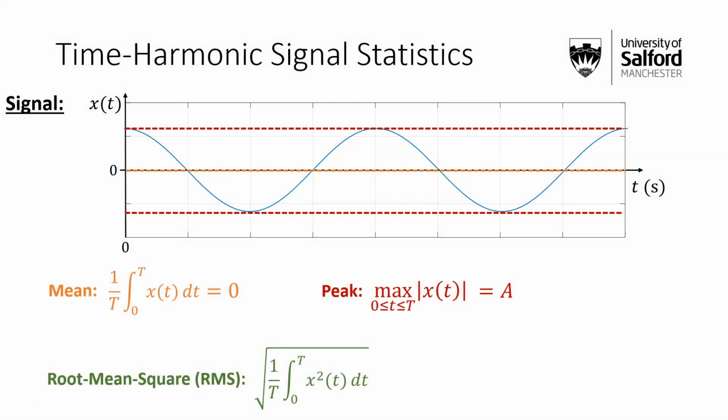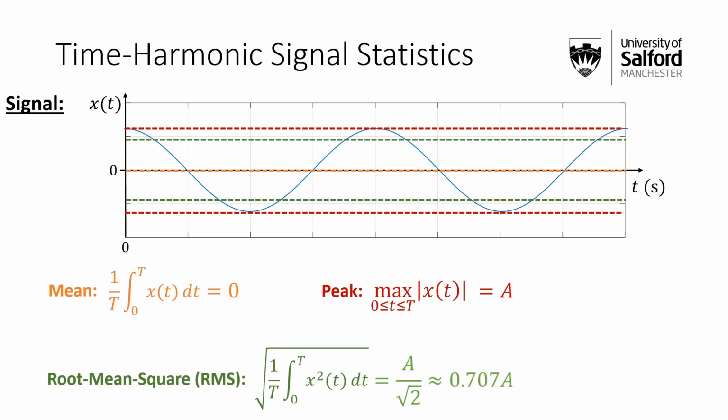So going back to the other slide, we can now report that the root mean squared is going to come out as a over root 2, which is about 0.707a. So I've drawn that on there. And interestingly, all of these don't depend on the frequency and they don't depend on the phase.